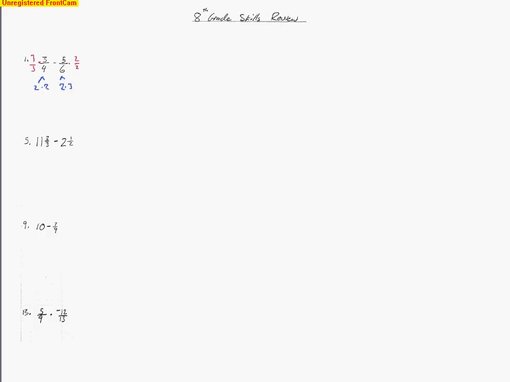So what that does for us is it gives us an equivalent fraction that has the same denominator. So I end up with 9/12, and I'm taking away 10/12, and that leaves me with negative 1/12.